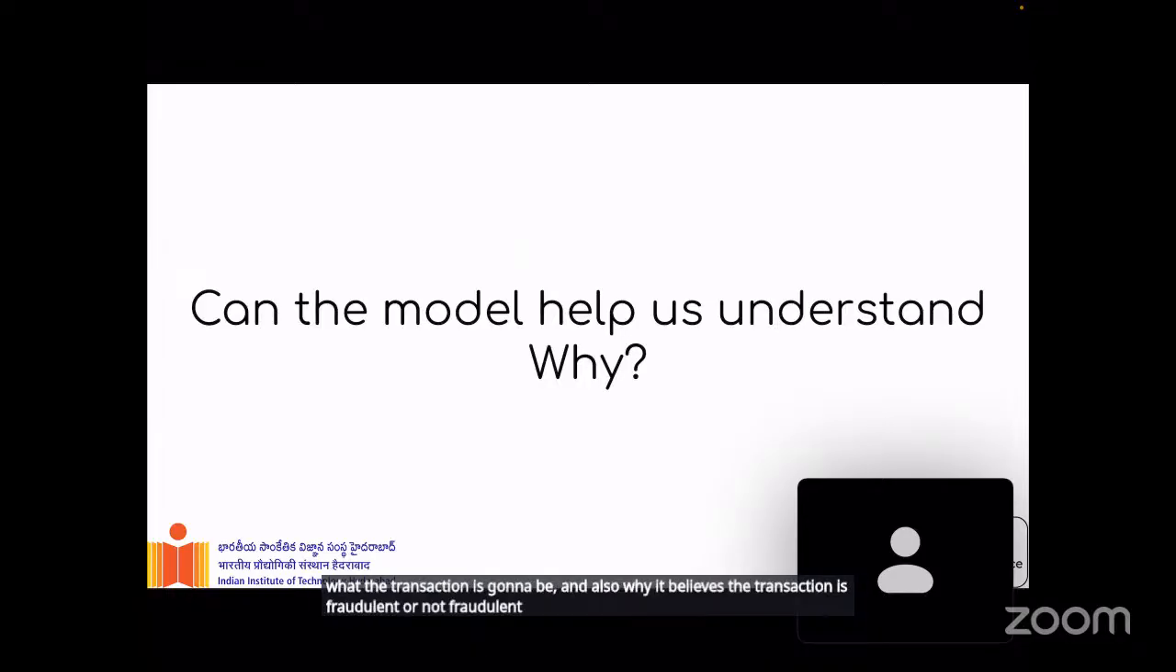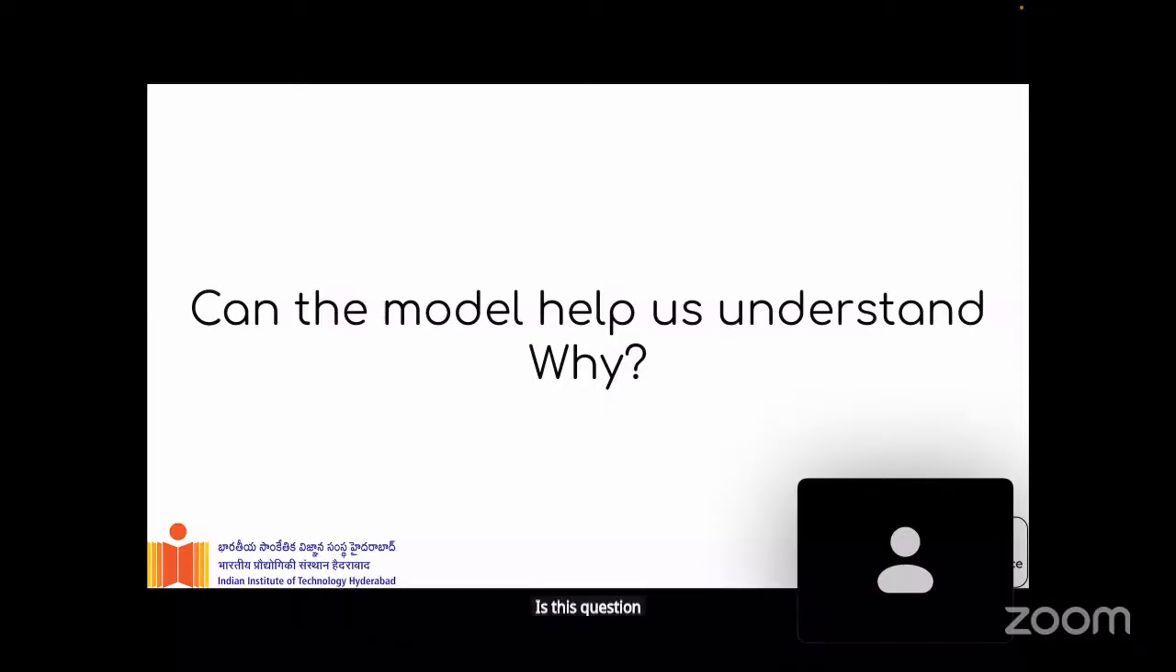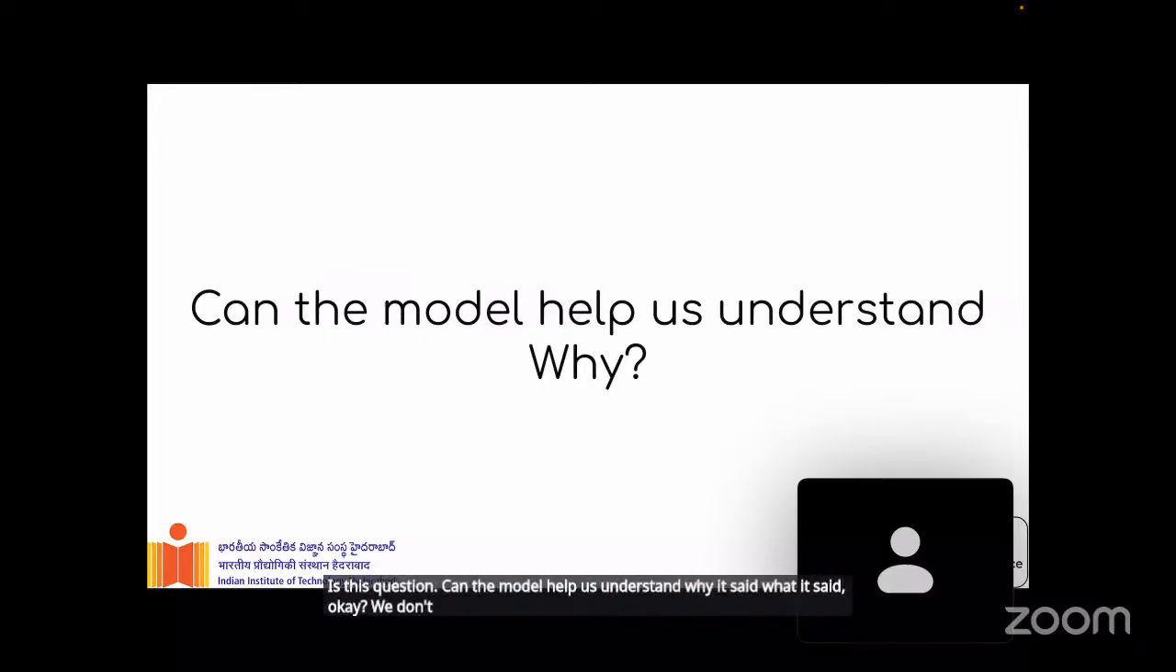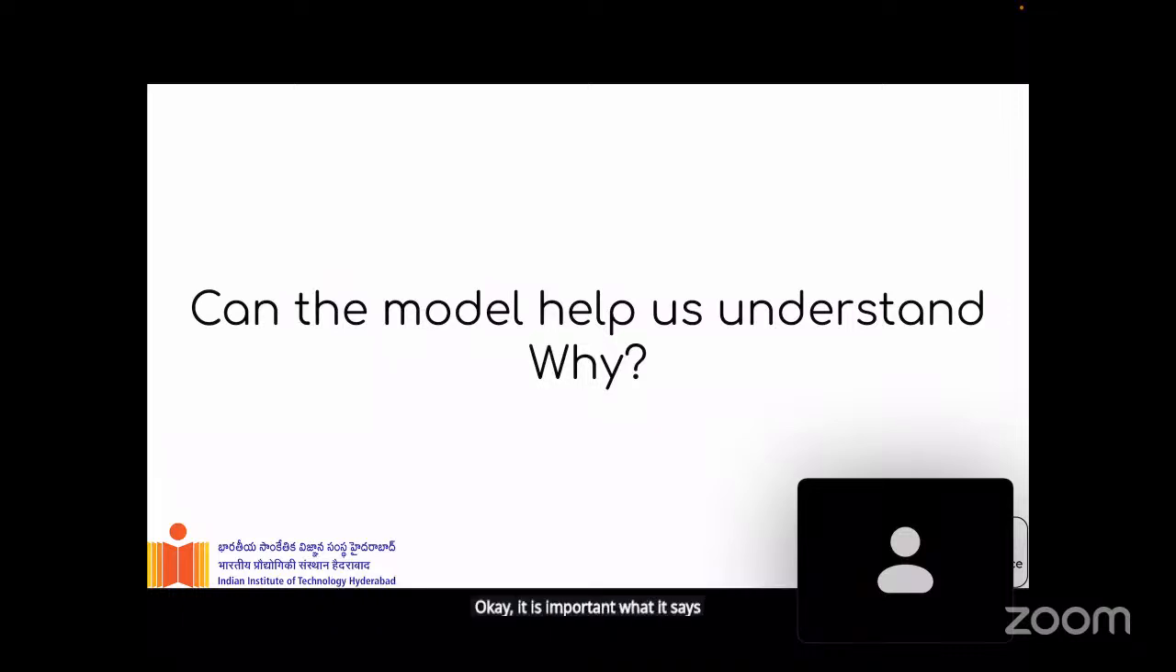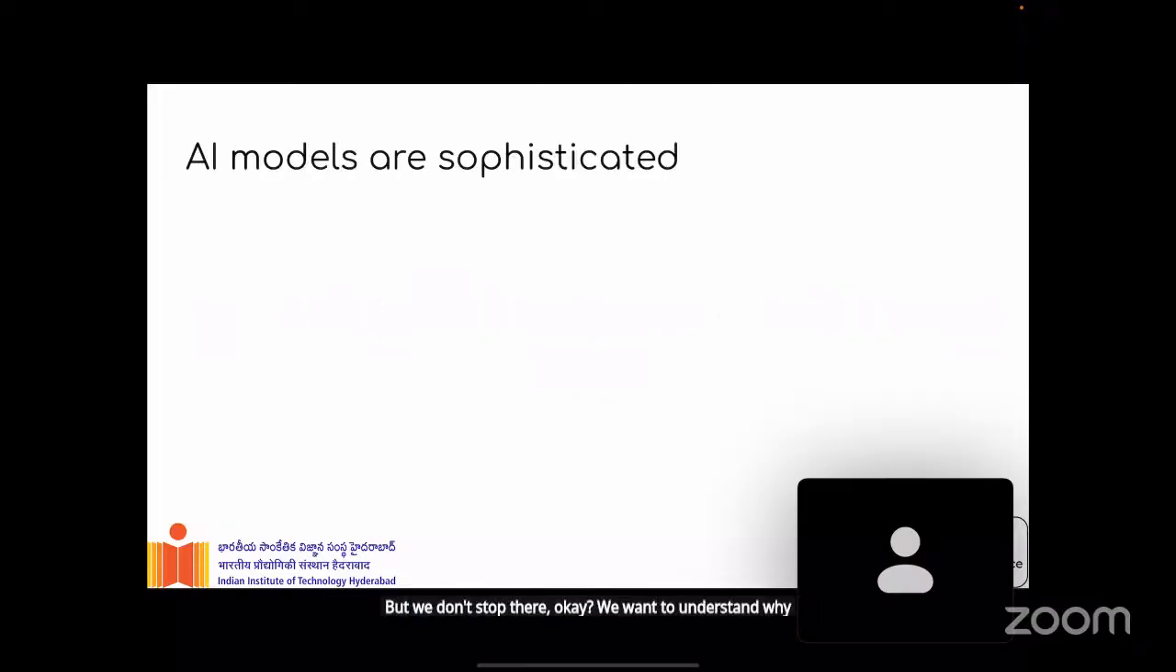Now, the whole point of explainability in AI is this question: can the model help us understand why it said what it said? We don't stop at what it says. It is important what it says, whether it is fraudulent or not fraudulent, but we don't stop there. We want to understand why the model said what it said.